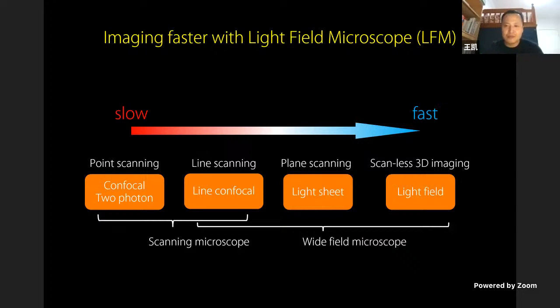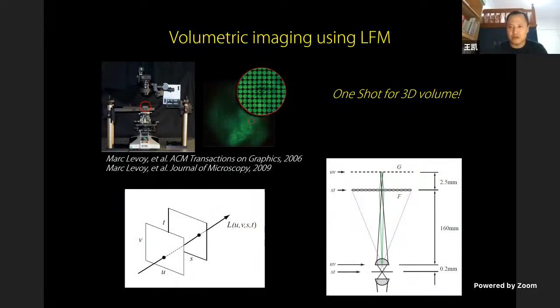While light field microscopy is very different. It's a scanless 3D imaging strategy. It does not have to scan, and it fully parallelizes the information collection. So actually, this idea was originally developed more than 100 years ago in the field of photography. But it was recently reintroduced into microscopy and has attracted a lot of attention.